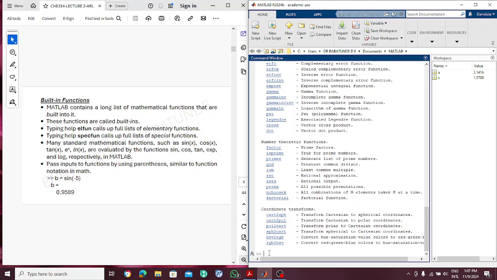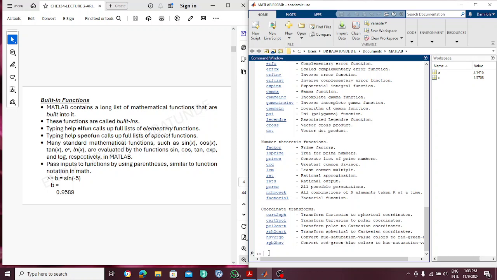So if the value of your angle is not in radian, perhaps it's in degree, that means if you are going to be using something like sine, cos or tan in MATLAB, you need to convert that degree into radian so that MATLAB processes exactly what it needs to process for you and you get the accurate result.